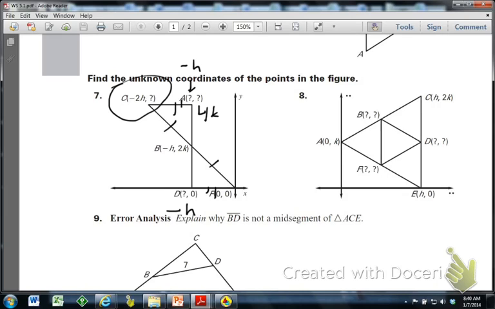And then again, what's the y value going to be for point C? It's going to be the same. It's going to be 4k. So that's the logic that you go through on these kinds of problems. Okay.